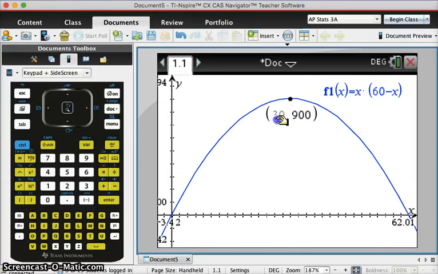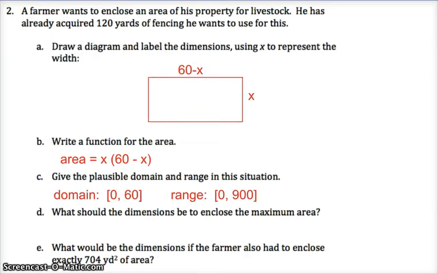Popular quadratics. All right, so 900 is the biggest area I can get, and it happens when x is 30. You may have known that. Let me fill that in. So the x values can range from 0 to 60, that's the domain, and the range of possible areas: you could get an area of 0 if you had an x value of 0 or 60, and the highest we ever saw was 900. That's the biggest area you could ever get.